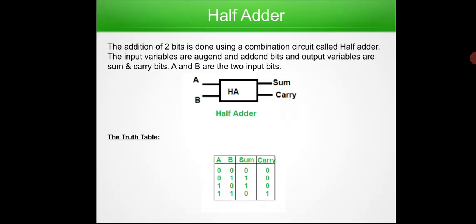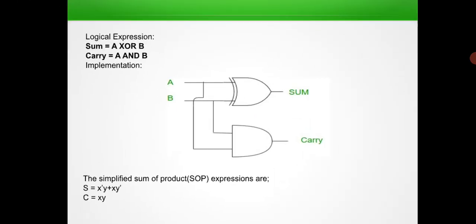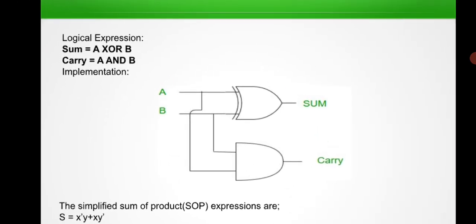In that image you can see that particular thing. This is how it works. So when you have 2 bits, the first one is augend and the second one is addend. Fine. So this is how this half adder concept works. Now you have some logical expressions. Now we will see how exactly these logical expressions work.